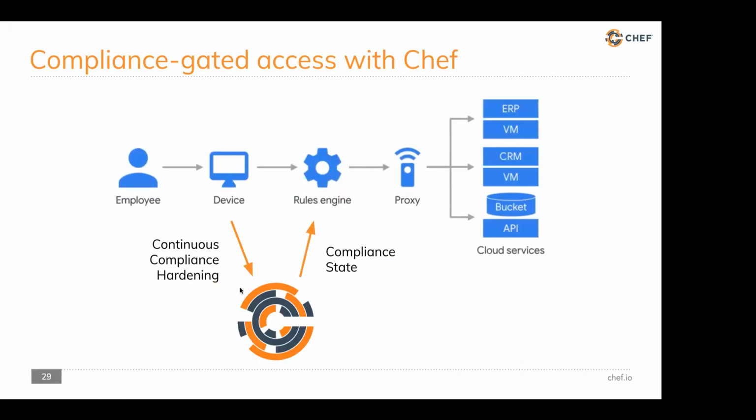So the way Chef fits into this flow is if Chef manages your laptop, or at least measures the compliance state of that laptop, we now have a rich set of data that we can use in our rules engine. The device is talking to Chef back and forth, doing continual hardening and validation of compliance level. That state is always kept up to date whenever that node checks in. And that's the data that a rules engine is going to pull from to make its decisions about whether or not that node should be allowed to access the resource.